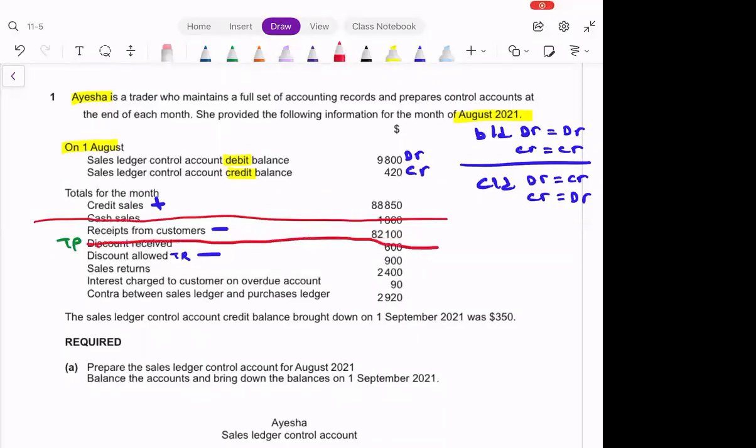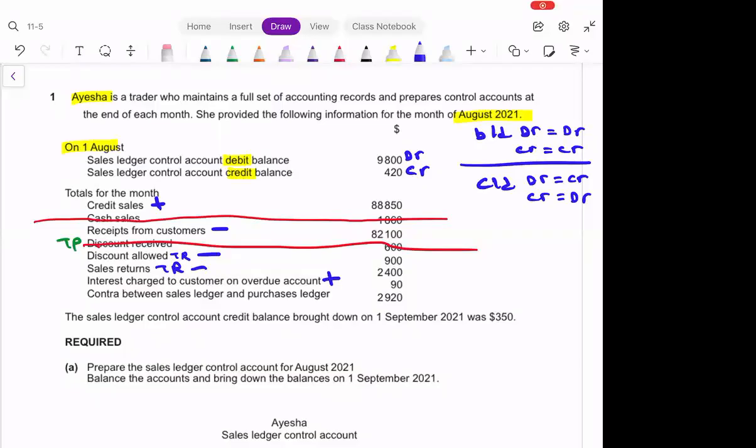Now we are doing sales ledger control account. So anything that is related to trade payable, you no need to care. Are you all following me? If you all have any questions, you just write down, or later you can ask me. Okay, sales return. Sales return means the guy returned goods to me. If the guy returned goods to me, how much the guy owes me will be less. Then interest charged to the customer on an overdue account: if we charge the guy, how much the guy owes me will increase.